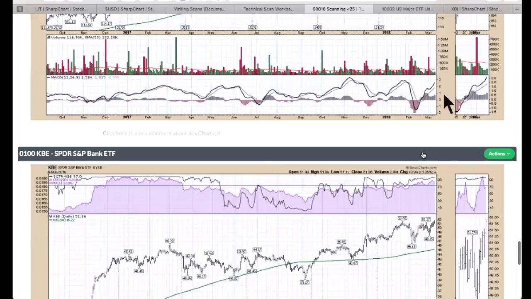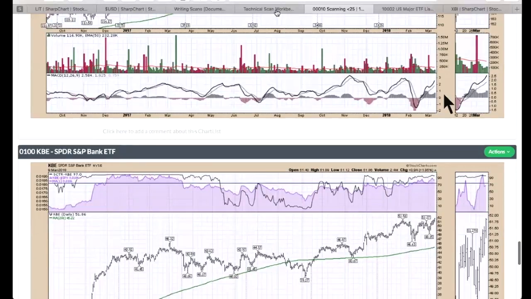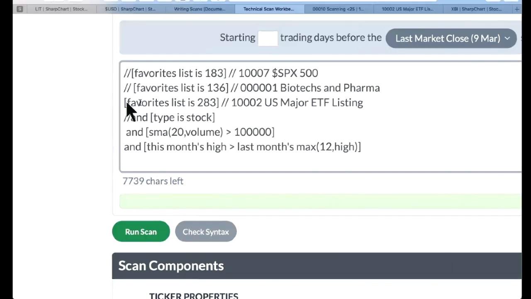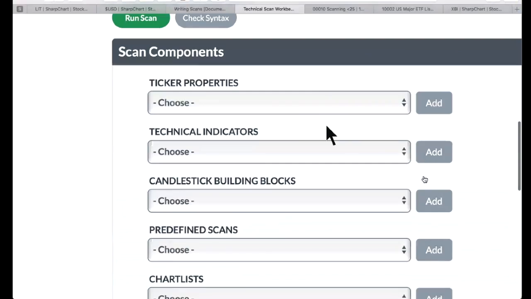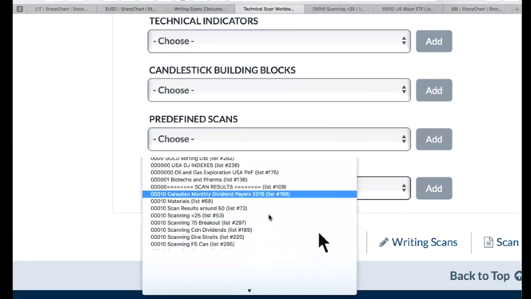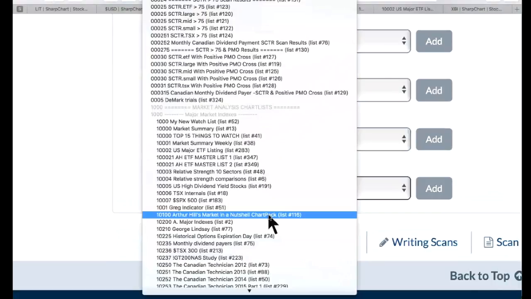So this is a very simple scan. Again, let me just walk through the lines of code. Anywhere that this is slashed out, it's not looking at that line. So all I did was go look at my ETF listing. And the way you do that is you go down here and you choose your chart list, whatever your chart list name is. So here's Arthur Hill's Market in a Nutshell chart pack, so you could go grab that or whatever you want, but have a list of all the top ETFs, and you can get Arthur's chart list in your account anytime you want.